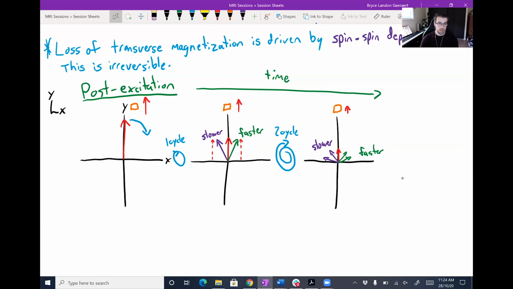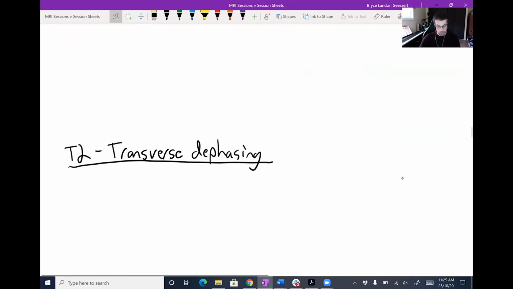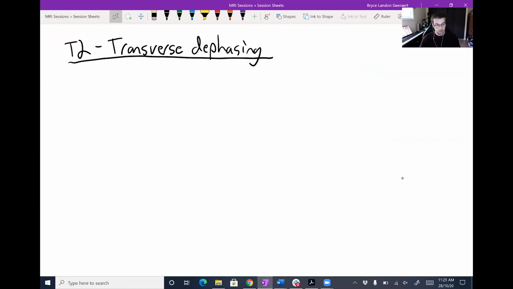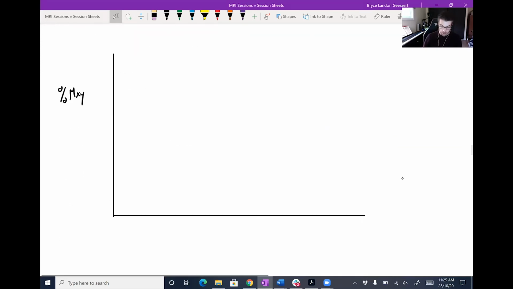And there are ways to do that. That'll come up in a later session. But this is why we usually talk about signal from hydrogen in water. That, along with the fact that we have lots of water in our bodies, right? Okay, I want to get to our graph.